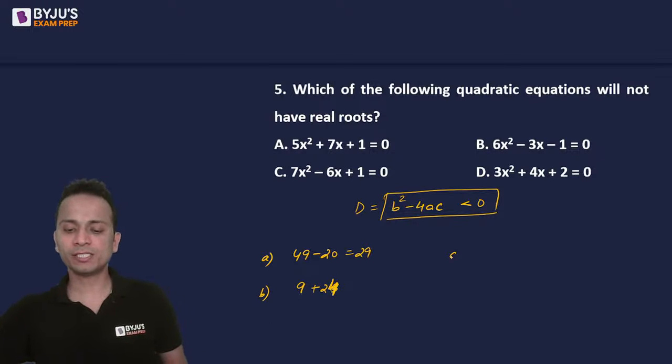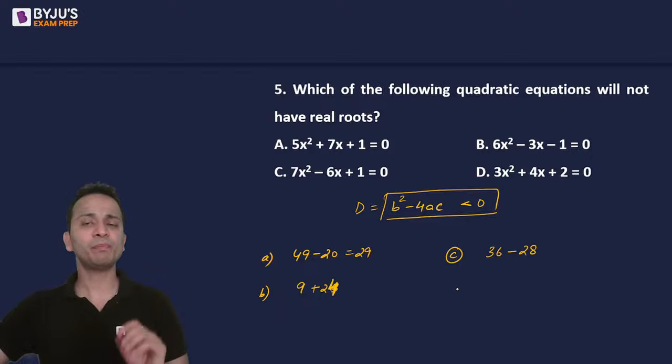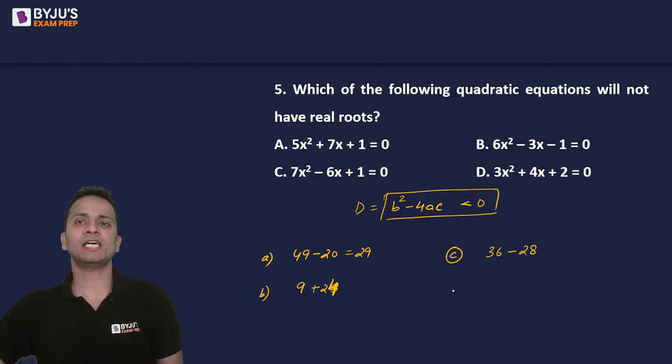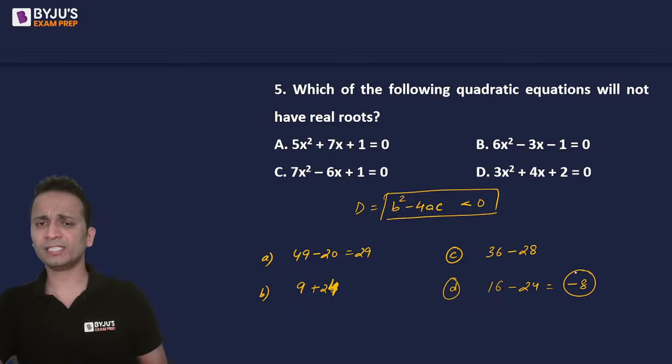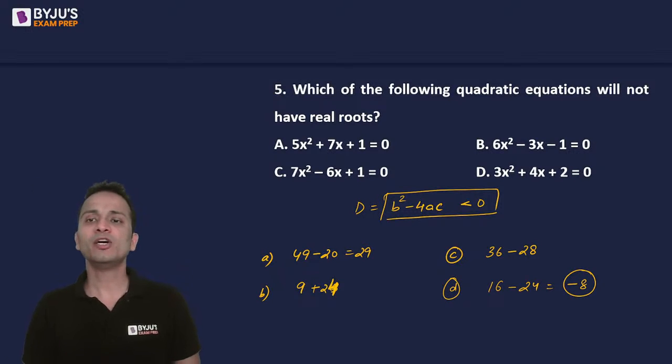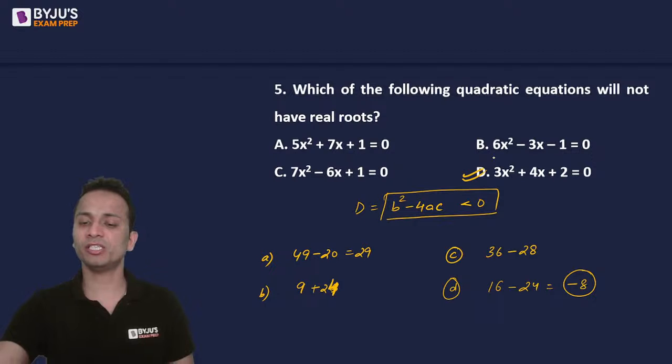Okay. Option C, minus 6 whole square, that is 36, minus 4 into 7 into 1, that is 28. Again, this is positive. So options A, B, and C are giving me a positive value of the discriminant. So the correct answer has to be option D. Let's check option D. It is 4 square, that is 16, minus 4 into 3 into 2, so that is 24. So this value is minus 8. Minus 8 is less than 0, and hence option D will have non-real roots. So the correct answer for this question will be option D.